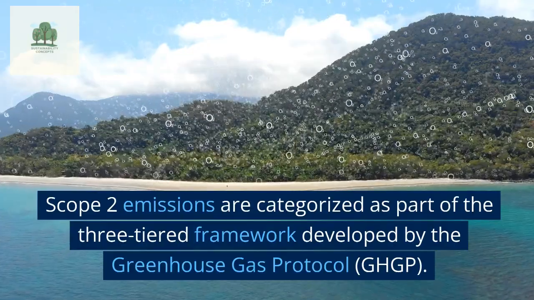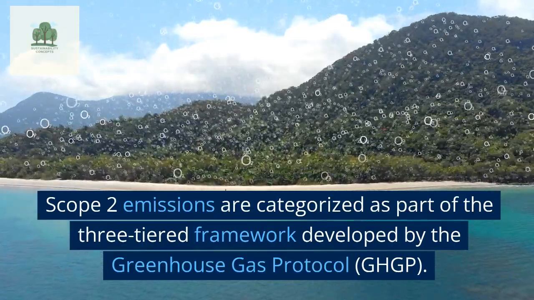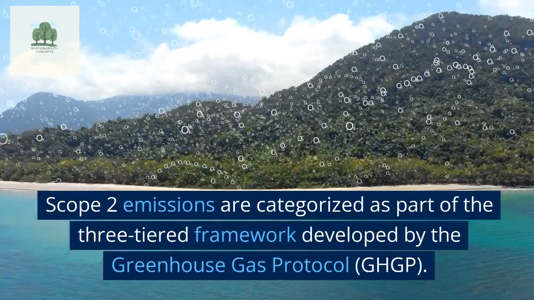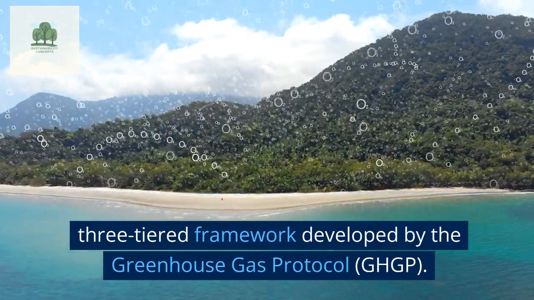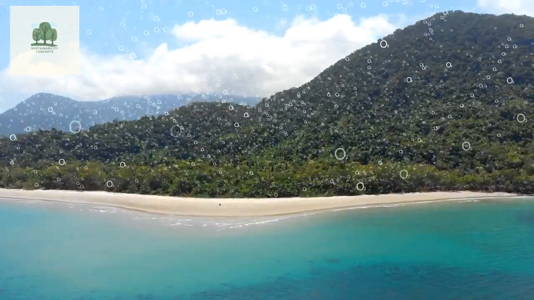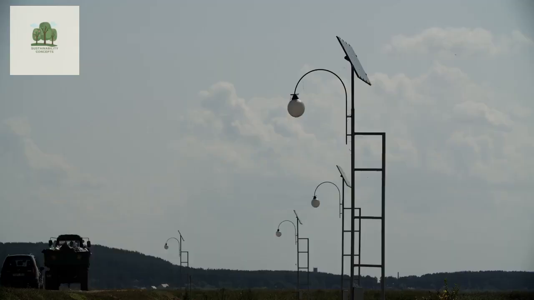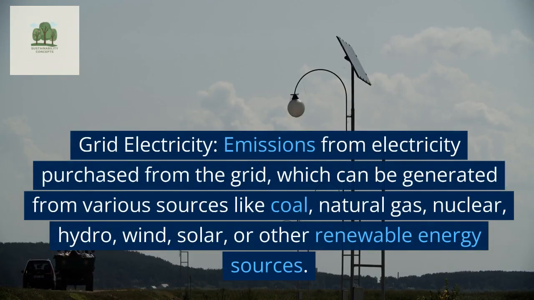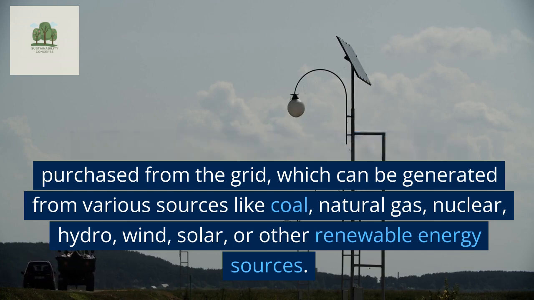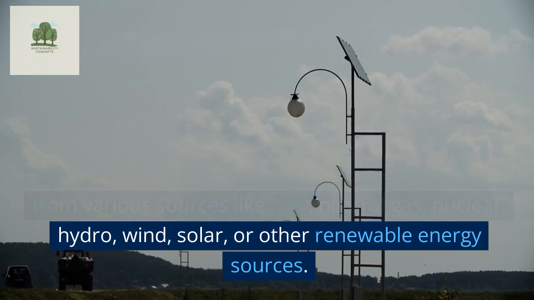Scope 2 emissions are categorized as part of the three-tiered framework developed by the Greenhouse Gas Protocol (GHGP). Let's check top 10 Scope 2 emission sources. Grid electricity. Emissions from electricity purchased from the grid, which can be generated from various sources like coal, natural gas, nuclear, hydro, wind, solar, or other renewable energy sources.